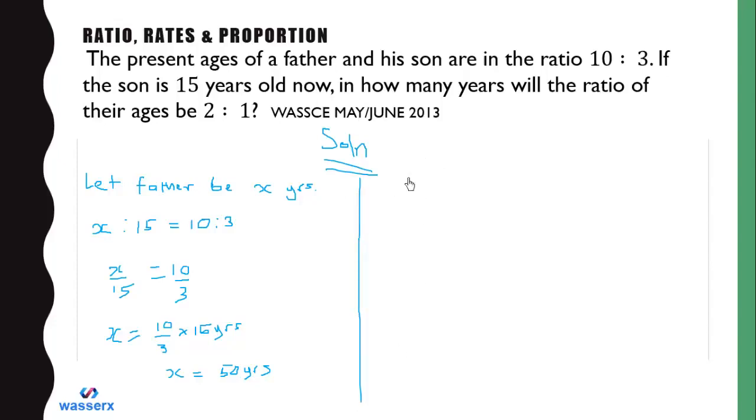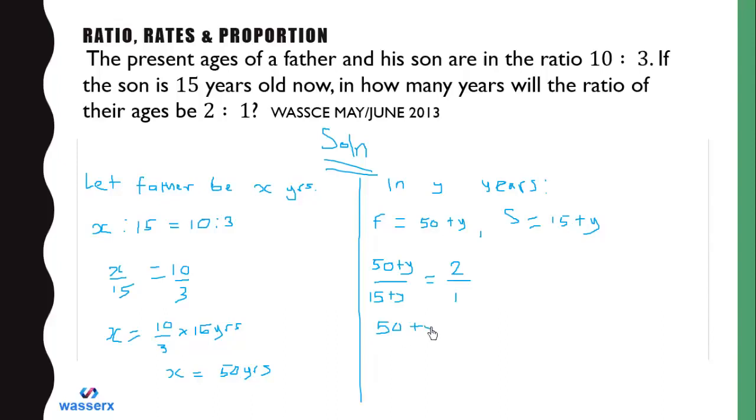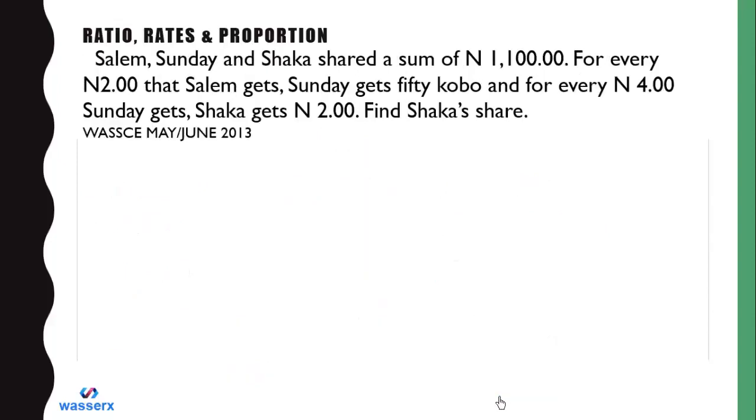So now the question continues. In how many years will the ratio of their ages be 2:1? So let's say in y years' time the ratio will be 2:1. And in that time the father will be 50 plus y years, and the son will be 15 plus y years. So the ratio 50 plus y over 15 plus y is equal to 2/1. So we simplify this. 50 plus y is equal to 2 into bracket 15 plus y. So 50 plus y is equal to 30 plus 2y. So we have y equal to 20 years. So in 20 years' time the ratio will be 2:1.